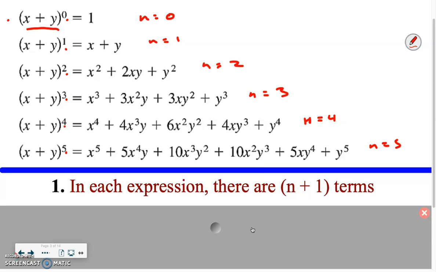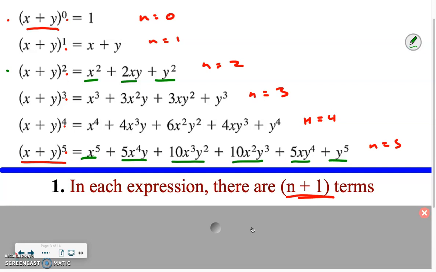So if we're saying that in the expression there are n plus 1 terms, let's take a look at the biggest one. In this particular case, the last one, the 6th row, we're saying that n is 5. So that means that we should have 5 plus 1, or 6 terms. We have 1, 2, 3, 4, 5, 6 terms. Seems to check out. If we looked at this third line here, where n is equal to 2, 2 plus 1, we should have 3 terms, and we do. So that's how this is going to work.